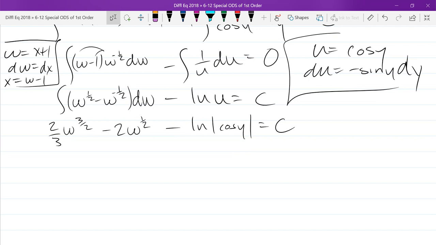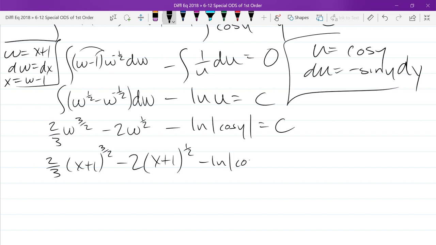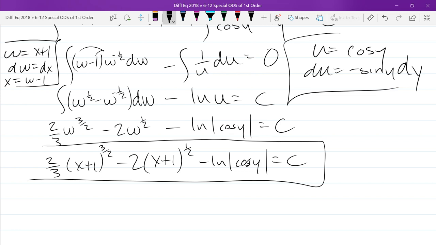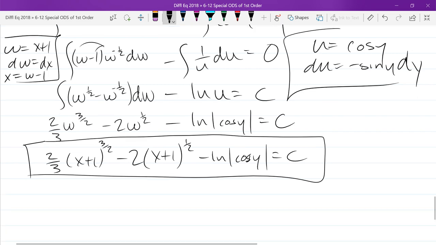All we have to do is get the W's back out. So W is X plus 1, so we get 2 thirds (X plus 1) to the 3 halves power minus 2 (X plus 1) to the 1 half minus ln cos y equals C. It's not too hard to solve for y. Of course, your solution will have a cos inverse in it, but I'm just going to leave it like this.